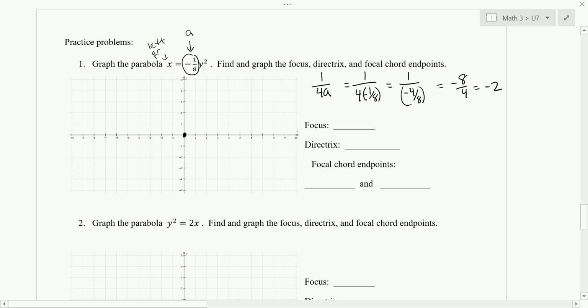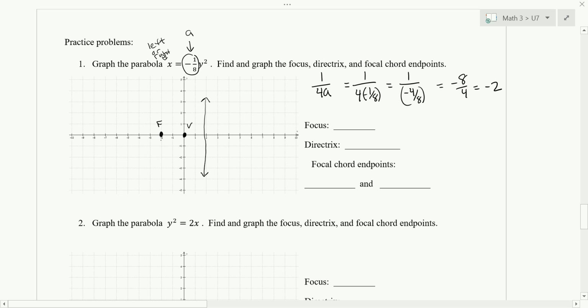Right? So how do we know which way? A is negative, so it's going to open to the left. So I'm going to go 2 to the left. That's where my focus is. Okay, this is my vertex. I'll put V for vertex. And I'm going to go 2 to the right. That's where my directrix is. Okay. So this parabola is opening to the left.